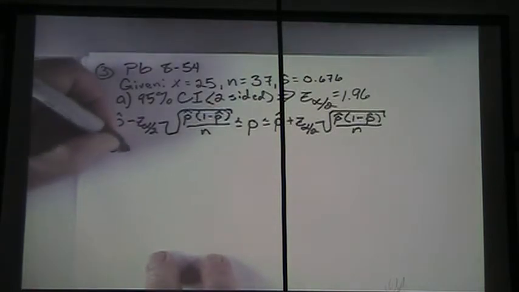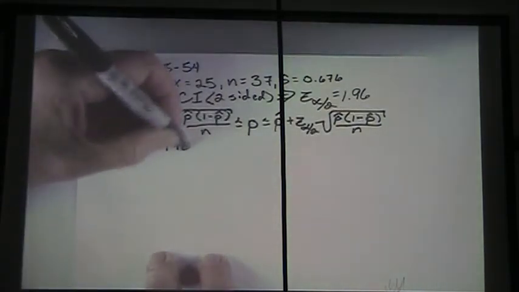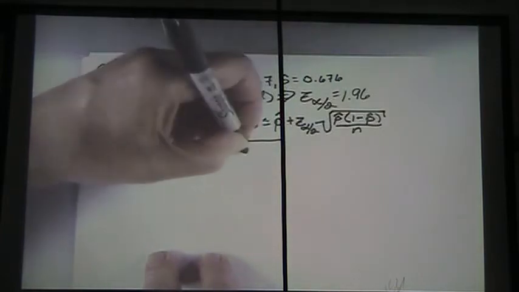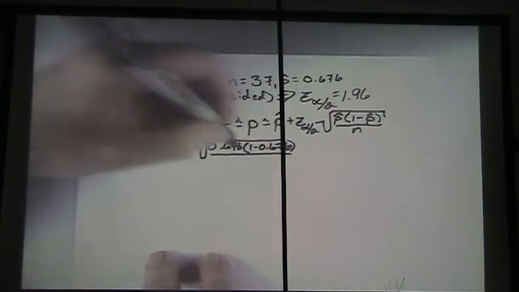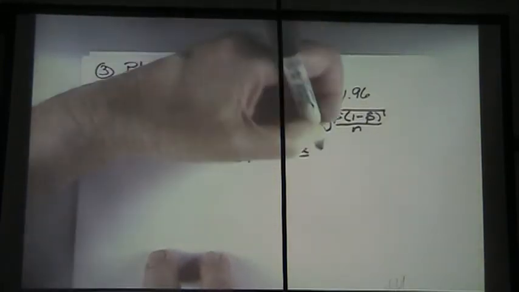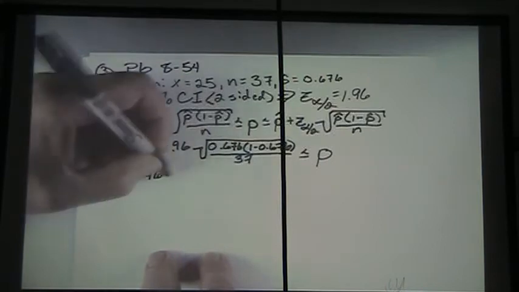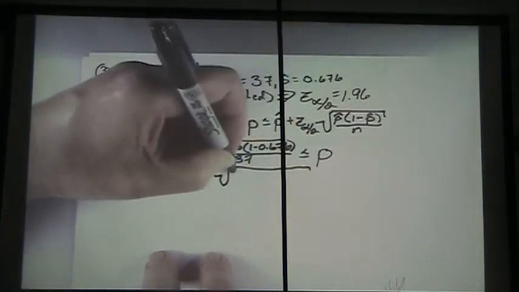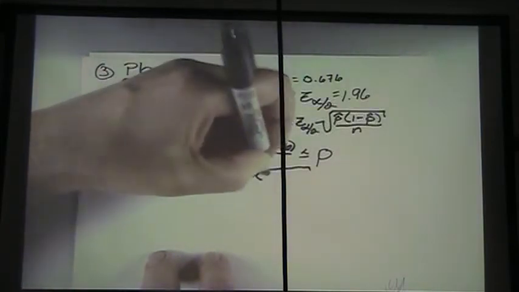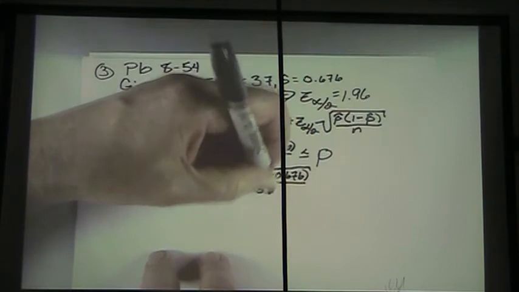So 0.676 minus 1.96 times square root quantity of 0.676 times 1 minus 0.676, and we divide that by 37, less than or equal to p, which is less than or equal to 0.676 plus 1.96 times the square root quantity of 0.676 times the quantity 1 minus 0.676, and that is divided by 37.